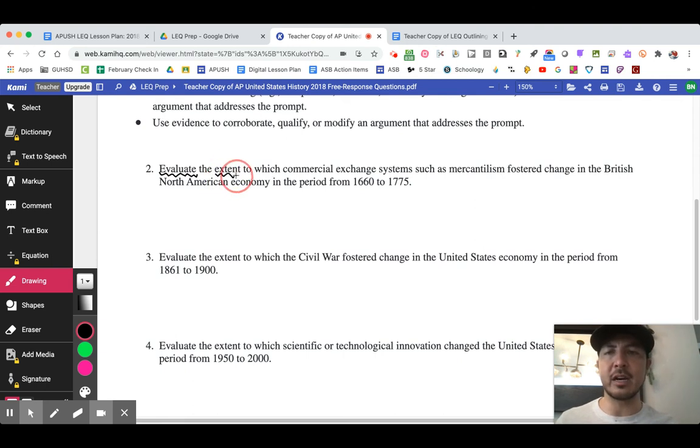Extent to which is kind of academic vocabulary, because it's telling you the degree, right? How much has it actually happened?